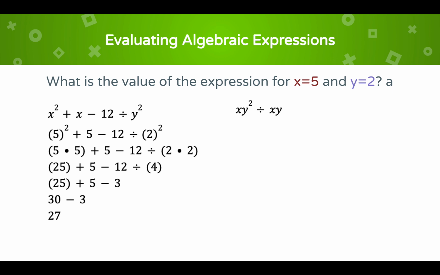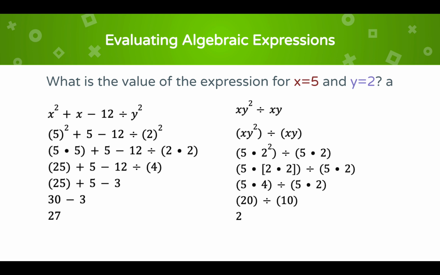Now xy squared divided by xy. Again, remember it's like two groups. So it's the group xy squared being divided by the group xy. So let's go ahead and plug in our values. x is 5, y is 2. So xy squared means 5 times 2 squared.